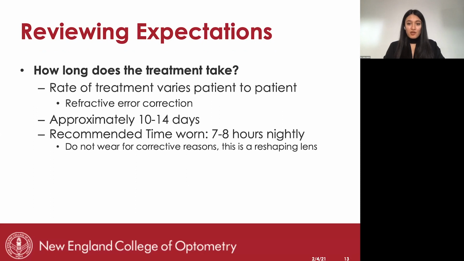All right, so how long does the treatment take? When we're discussing these visual expectations, we have to keep in mind that the individual patient and individual eye and the treatment effect will depend on the amount of correction and the refractive error that we're correcting for. On average, it takes about 10 to 14 days for us to reach our goal, but it could take up to 30 days or so, depending on the correction. Typically, we recommend our patients wear them for at least 7 to 8 hours on a nightly basis. And again, do not wear them during the day.